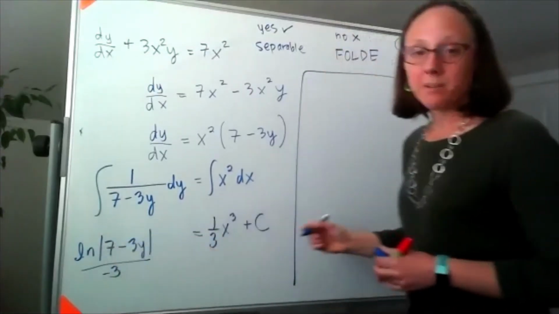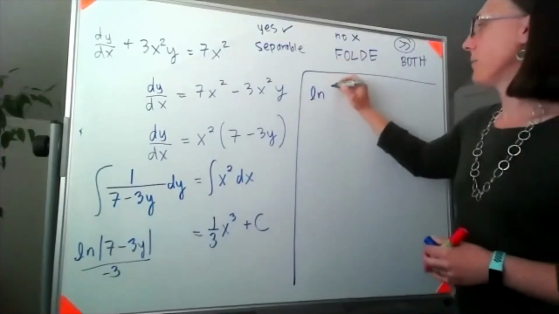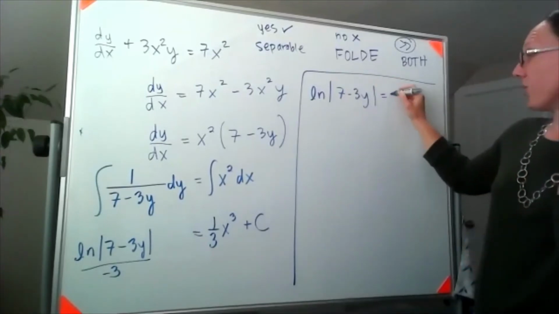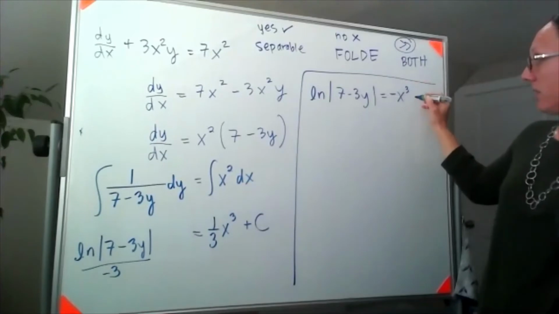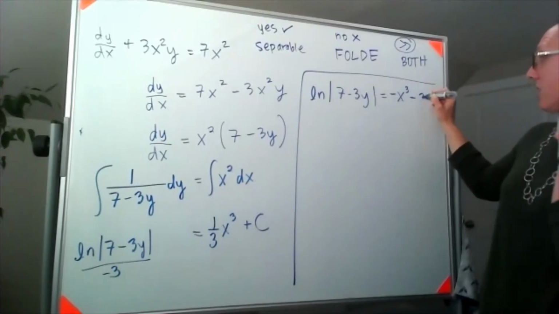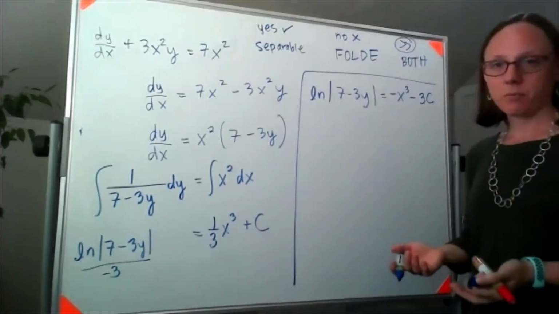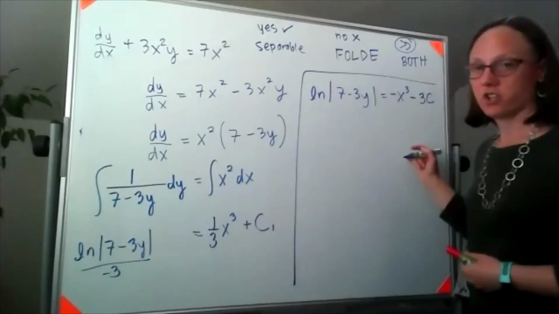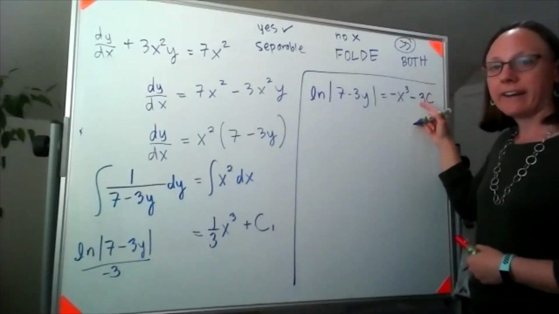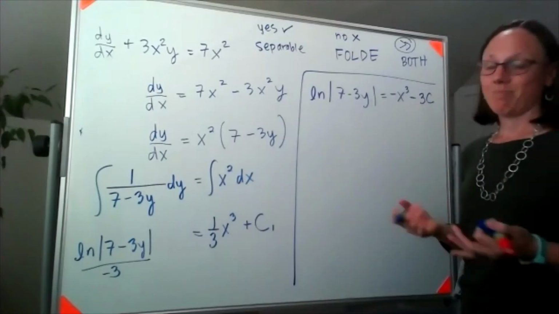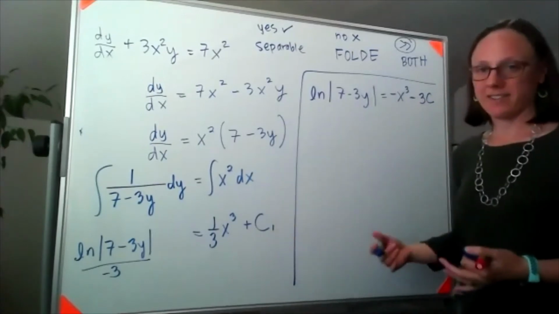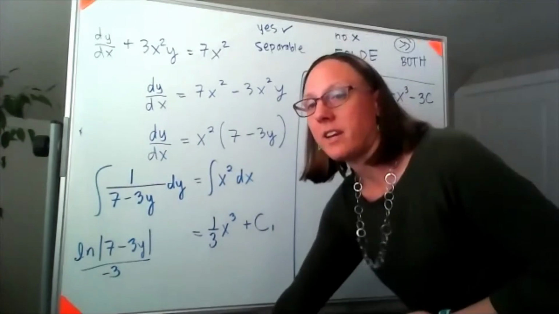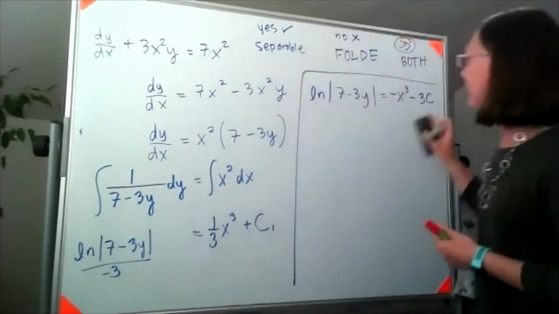So if I multiply both sides by -3, then on the left-hand side, I'm going to have natural log of 7 minus 3y is equal to negative x cubed minus 3c. Now we have a choice to make here. If I go back and call that some first constant in this chain, then I don't have to write negative 3 times c, because negative 3 times a constant is still a constant. So I can kind of squish that together into a new single constant that I'll go ahead and call C2.